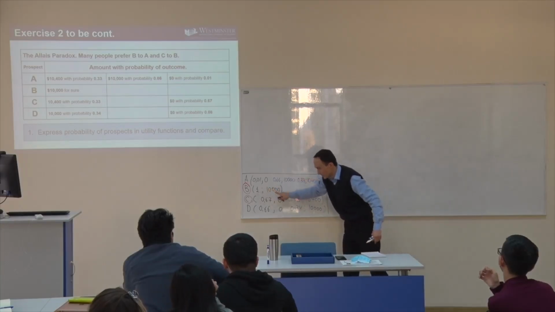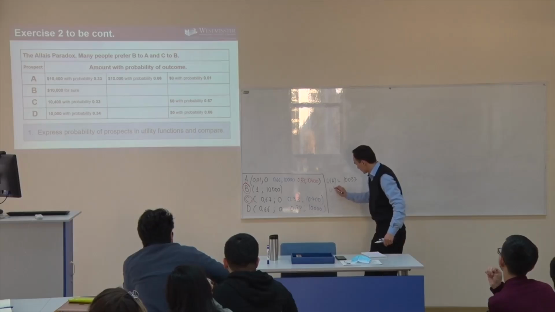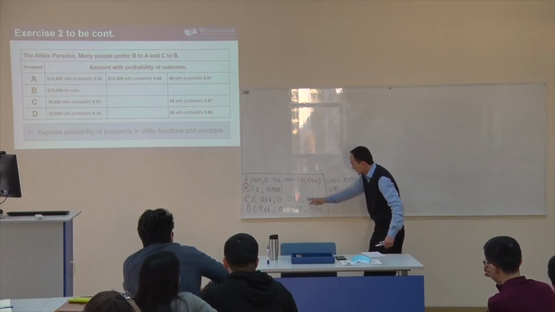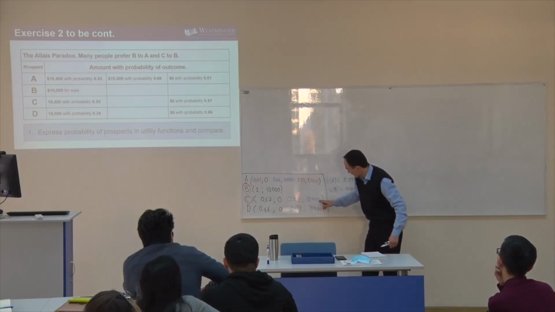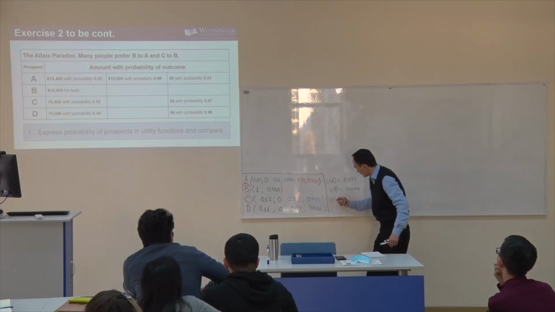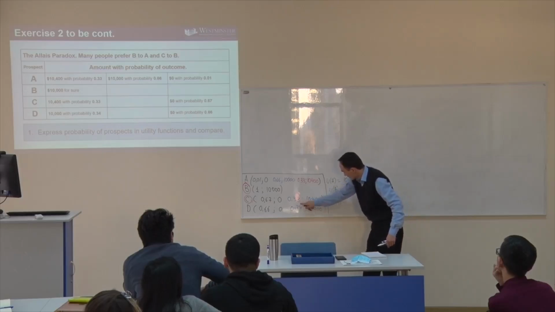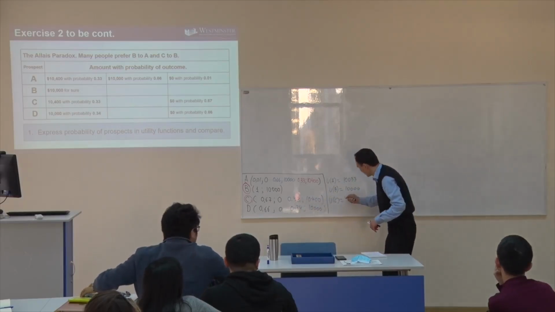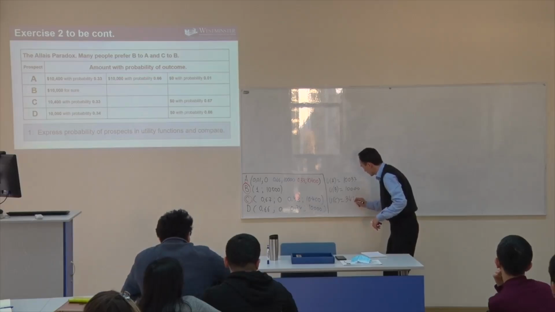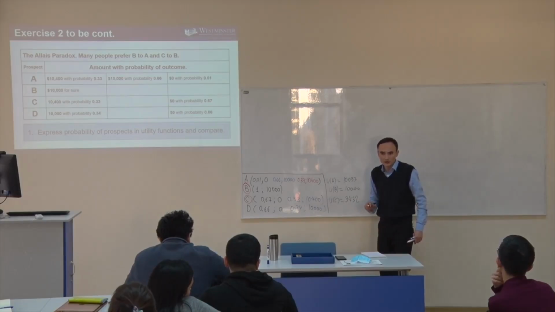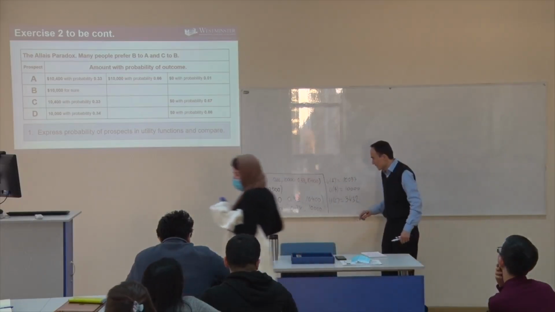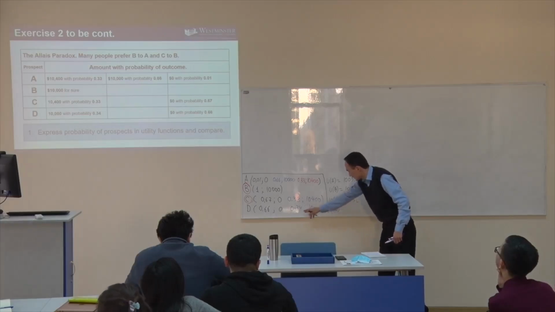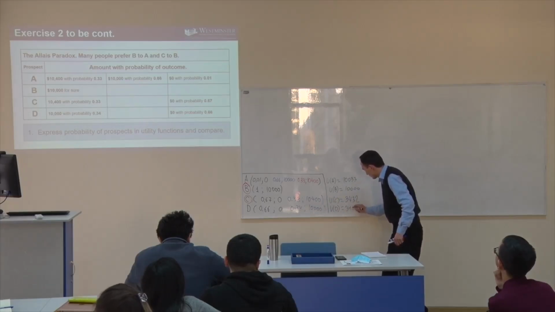In the case of prospect B, it is 10,000, right? So the 1 times 10,000, so it's 10,000. In the case of prospect C, if you calculate the expected utility of prospect C, it is going to be equal to 33% times 10,400, which will give you the number 3,432. Okay, you can calculate it by yourself. And in the case of prospect D, if you calculate this one, it will give you 3,400.